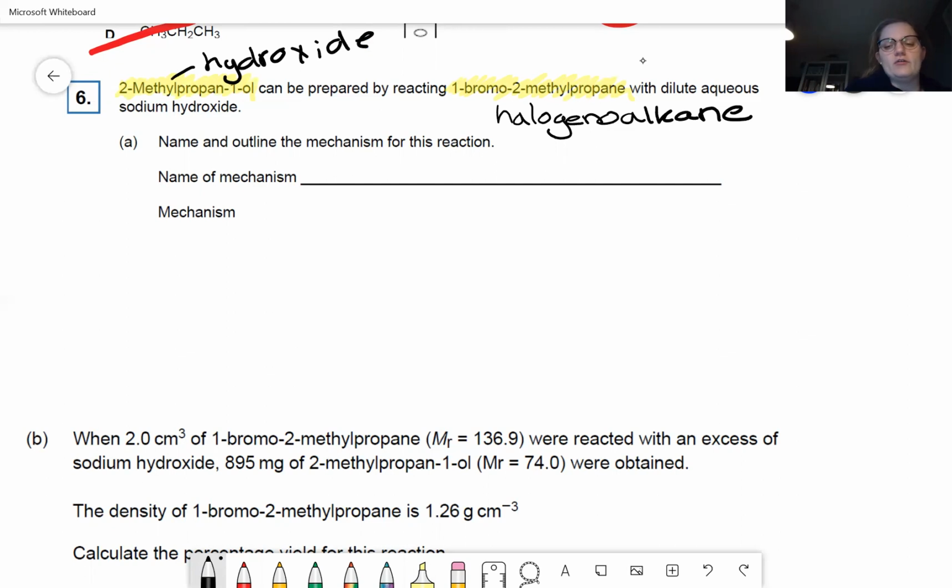Well, that's not a hydroxide. I'm skipping ahead by stage. That's an alcohol, obviously. So 2-methyl propan-1-ol can be prepared by reacting 1-bromo 2-methyl propane with dilute aqueous sodium hydroxide. Highlighted the wrong bit for our hydroxide. So that is obviously our nucleophile in this situation.